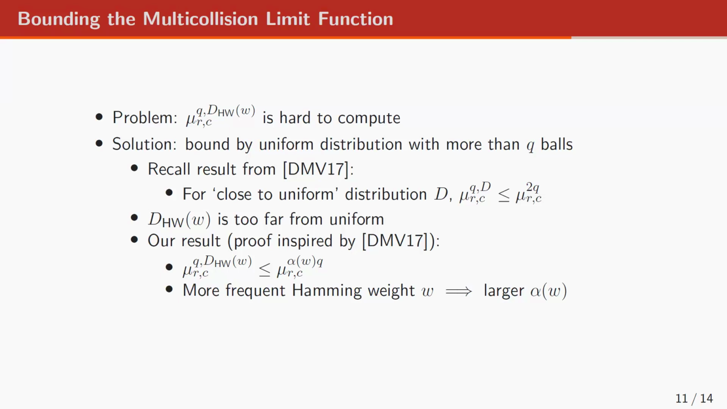But the intuition is that the alpha W results in a larger value for more frequent Hamming weights, because for more frequent Hamming weights, the attacker can on average find larger multi-collisions. So now let's take a look at how to tighten the bound for Hamming weight leakage.